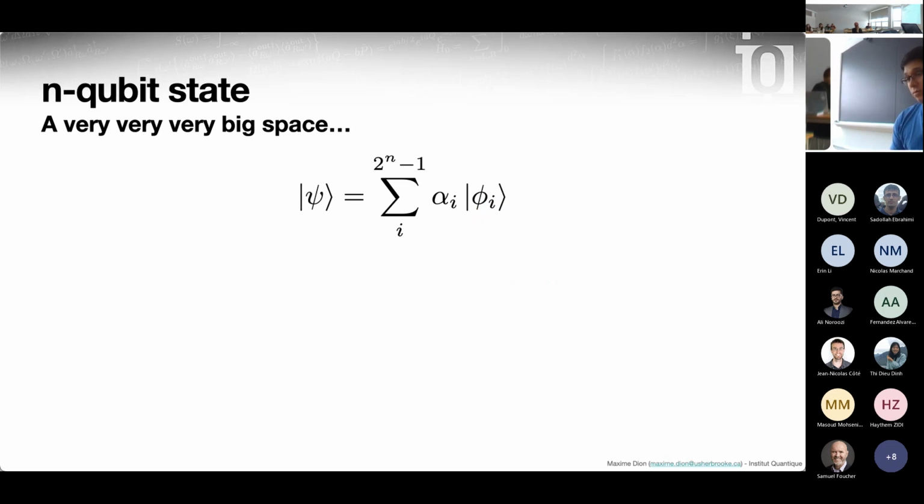Now, what do you do? You have this very big space of n qubits. Let's say you have 300 qubits. You write it down like this. If you write down this sum, you're going to have 2 to the n terms. So 2 to the 300 terms. You cannot write that down.